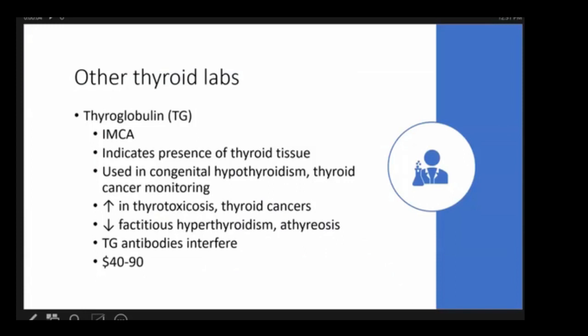Thyroglobulin antibodies can interfere with this test. So if you have a positive thyroglobulin antibody, you are really not able to interpret that. So you always want to order those two tests together.